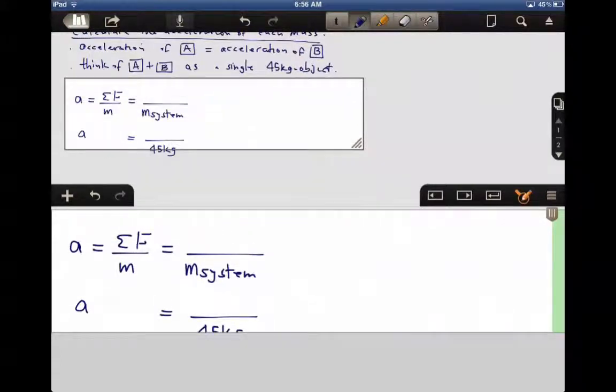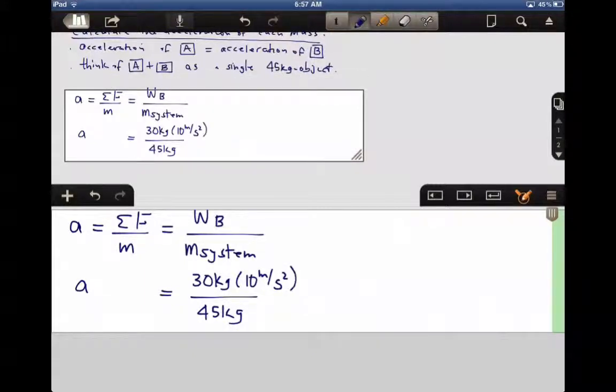And what is the net force that drives that whole system? It's simply the weight of block B. The weight of block B is going to be its mass, 30 kilograms, times 10 meters per second squared. Some of you may be wondering about negative sign here. That's a good question. We can talk about that in a second. But let's finish this calculation.